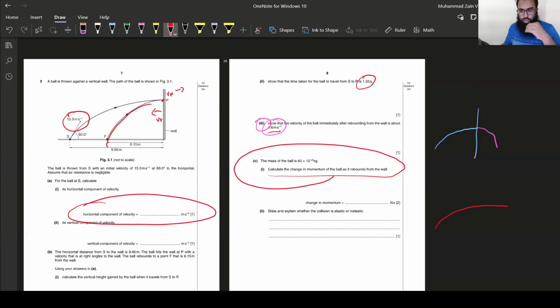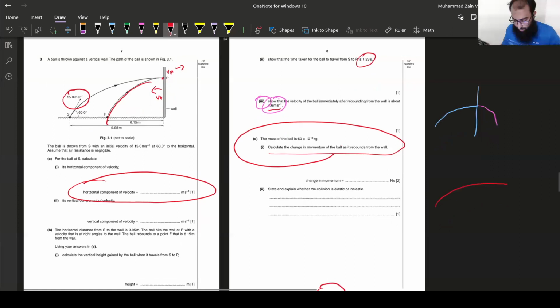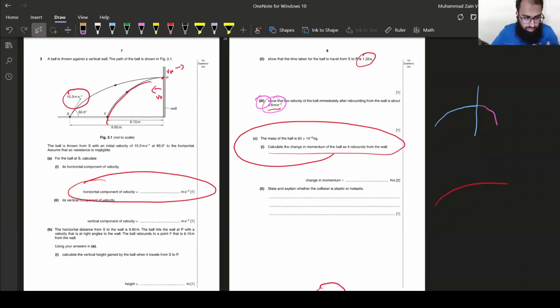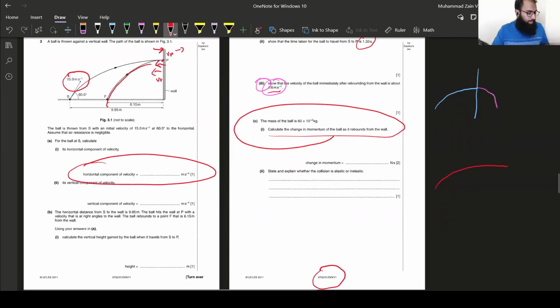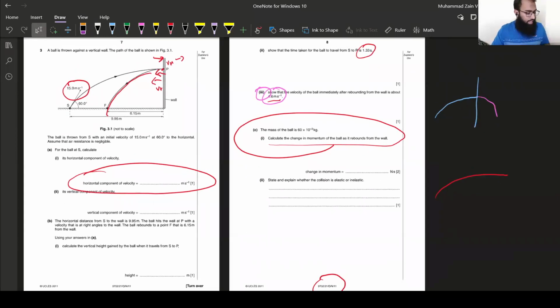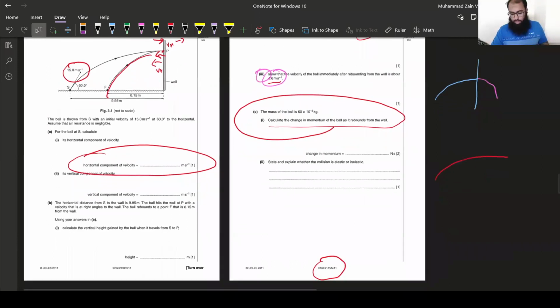Next, explain whether the collision is elastic or inelastic. I can tell this just by looking at it. It's inelastic, but you can do it yourself as well, by equating the kinetic energies before the collision and after the collision. They'd be different, obviously, because there is a change in momentum. The kinetic energy before hitting is not equal to the kinetic energy after hitting, so we can easily conclude that it's not an elastic collision.